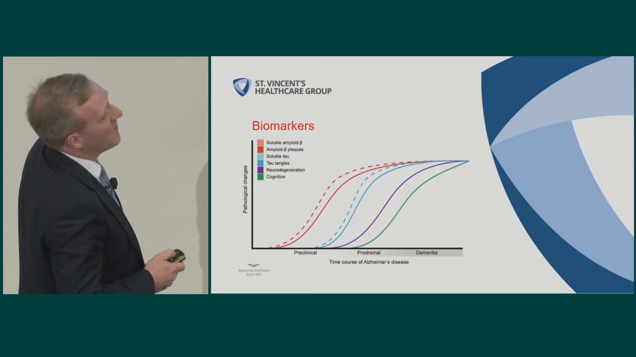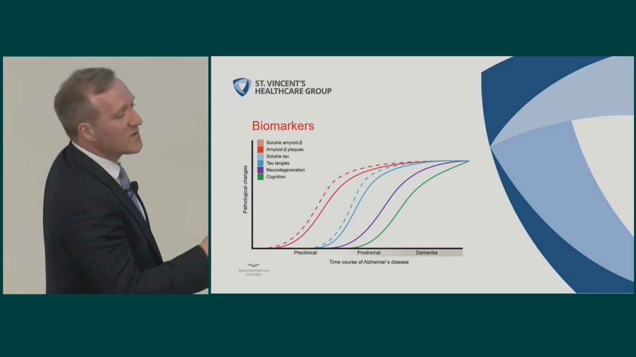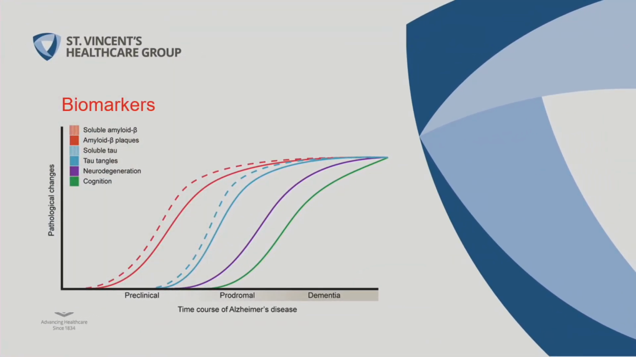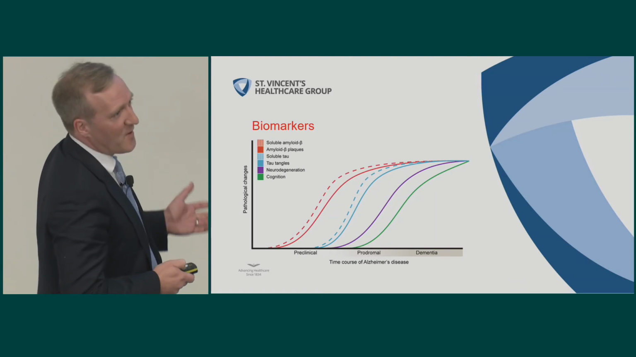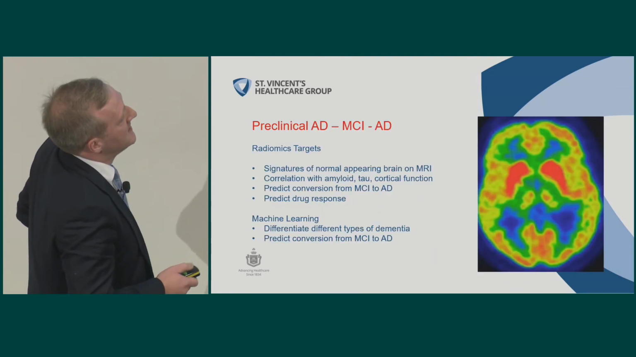So what we need to know is who's going to convert, and we need to try and predict that at the outset. So in the clinic now, we can measure amyloid in the CSF, we can measure tau in the CSF, and we can look at neuronal degeneration with FDG. So we should be able to combine all of these pieces of information to determine who is going to get Alzheimer's, who is not going to get Alzheimer's, even if they have a cognitive impairment.